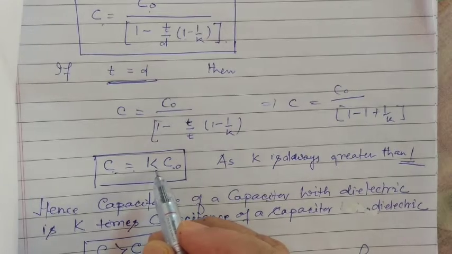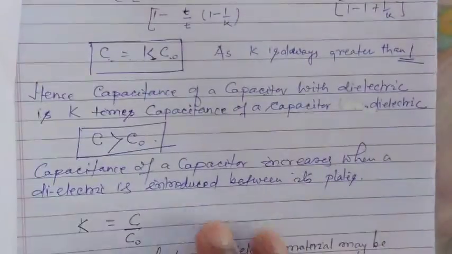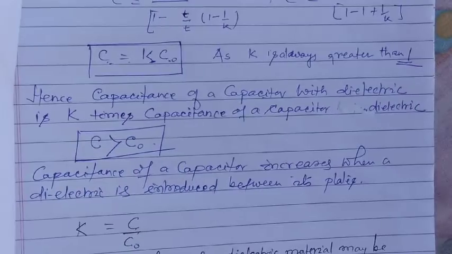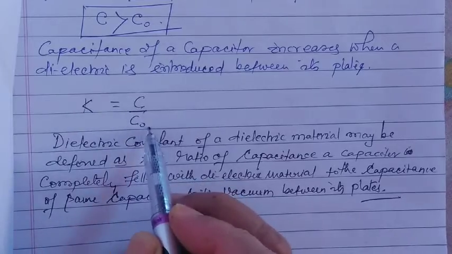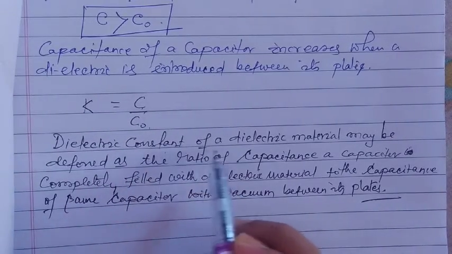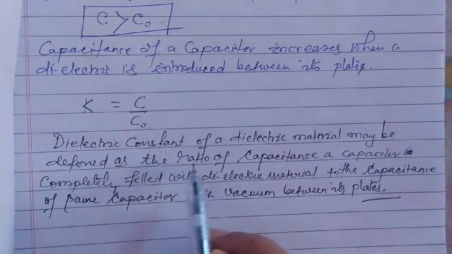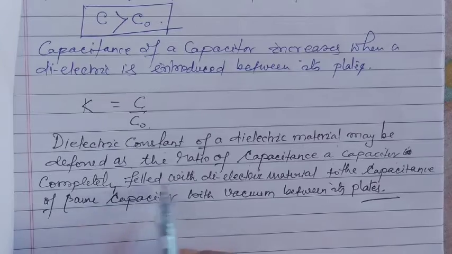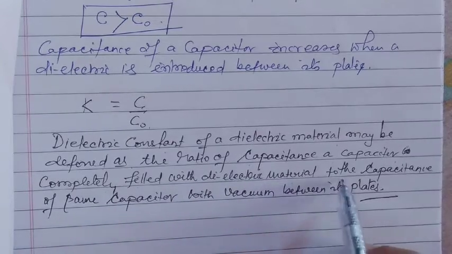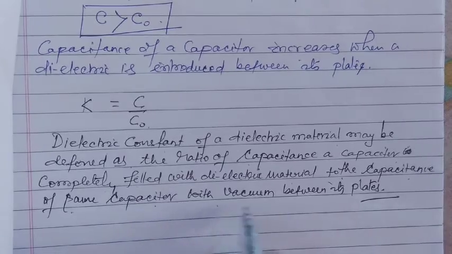This expression may also be used to define the dielectric constant as K is equal to C by C naught. The dielectric constant of a dielectric material may be defined as the ratio of the capacitance of a capacitor completely filled with the dielectric material to the capacitance of the same capacitor with vacuum between its plates.